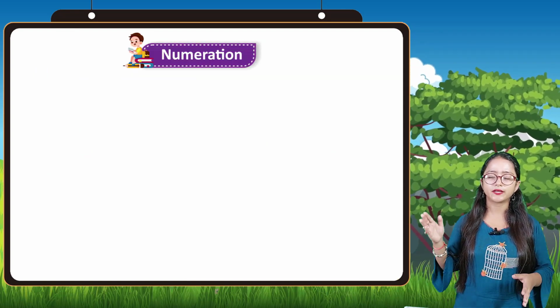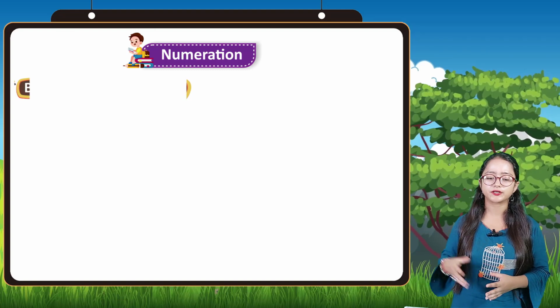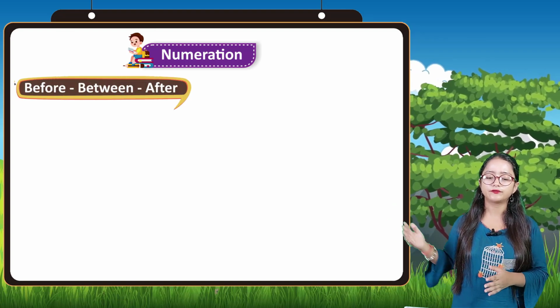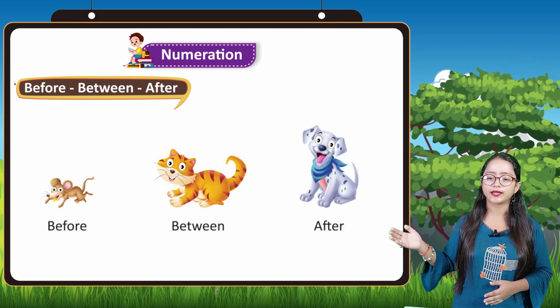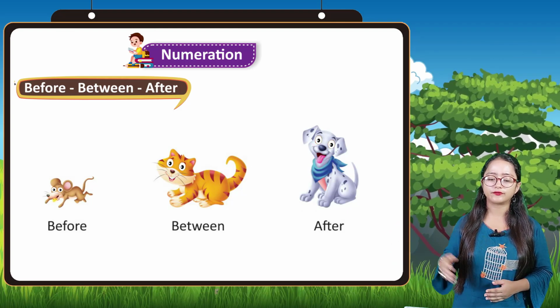Now turn the page and the next topic is about numeration. Before, between, after. Before, you can see the rat over there. Between, cat, and then dog, that is after.